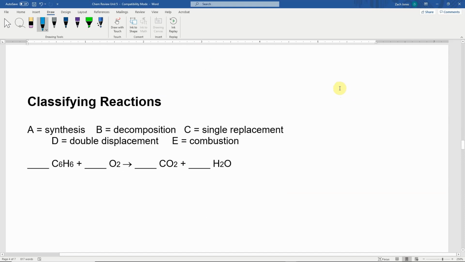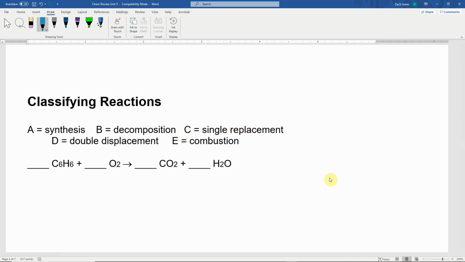All right, let's do a little practicing classifying reactions. So how about this one? And by the way, choose your answer choice. A is synthesis, B is decomposition, C is single replacement, D is double displacement. Remember, replacement and displacement mean the same thing. Or an E is combustion.